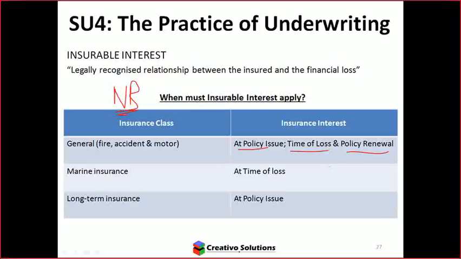And then the last one is long-term insurance. That's an easy one to remember, because if you think about it, just think about life cover. Can you take out life cover, let's say, for your spouse? Yes, I can. So when is that determined? At policy issue. So before you can take life cover out for your spouse, you need to look at whether there is a legally recognized relationship. And that's when they issue the policy. So only once they issue the policy does that insurable interest need to apply.